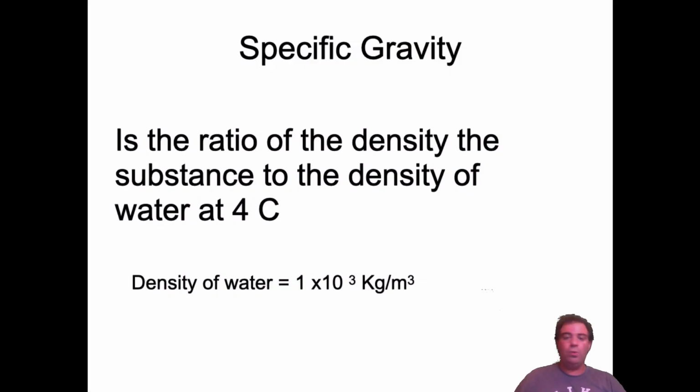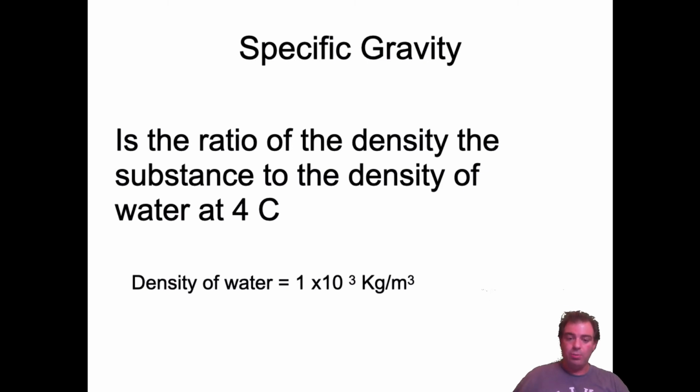So in other words, the way the AP exam is going to give you questions is through specific gravity. They're not going to give you the density directly, but they will give you the object's specific gravity. So what is it? It is simply the ratio of the density of the substance in question to the density of water at 4 degrees Celsius. So what's the density of water? It is a standard number, and it's always going to be 1 times 10 to the third kilograms per meter cubed.